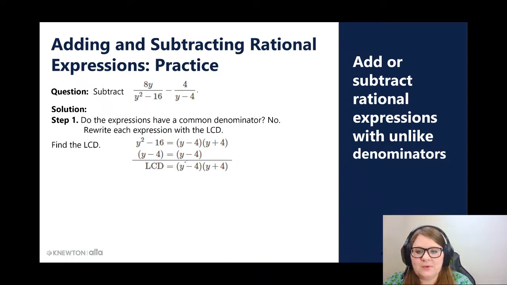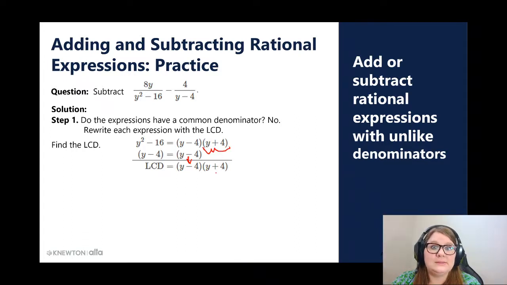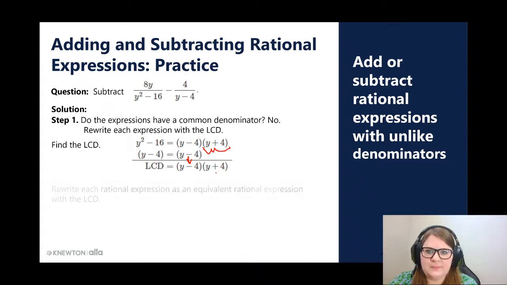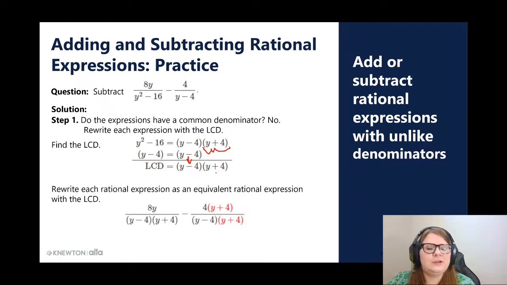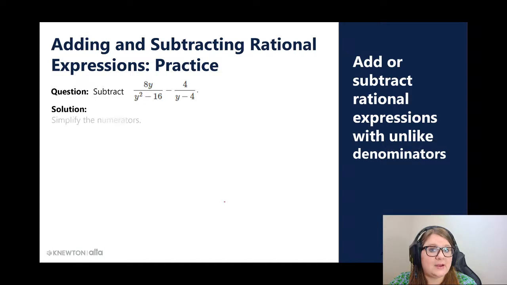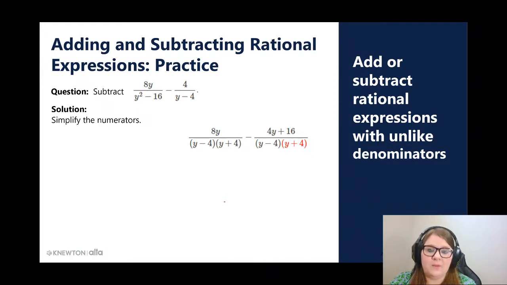Notice that y minus 4 is a repeated factor, so we carry that down, and y plus 4 is a unique factor, so we carry that down once. So our lowest common denominator is y minus 4 times y plus 4. So when we look at our first fraction, it's already good to go. But the second fraction is missing the y plus 4, so we will multiply that on top and bottom. We'll then want to go ahead and distribute our 4 in the numerator of the second fraction. Now we have 8y over y minus 4, y plus 4, minus 4y plus 16 over y minus 4, y plus 4.